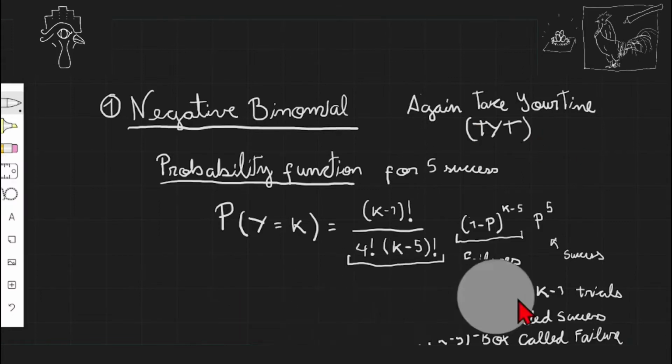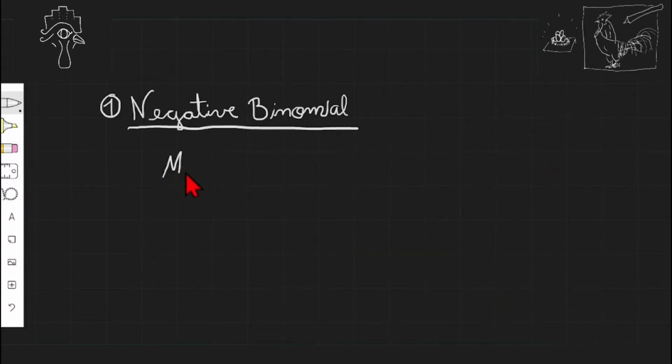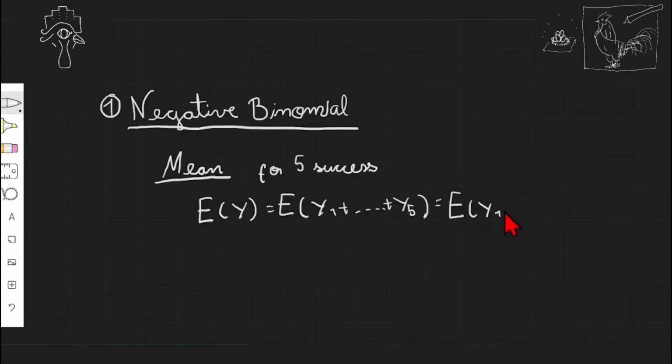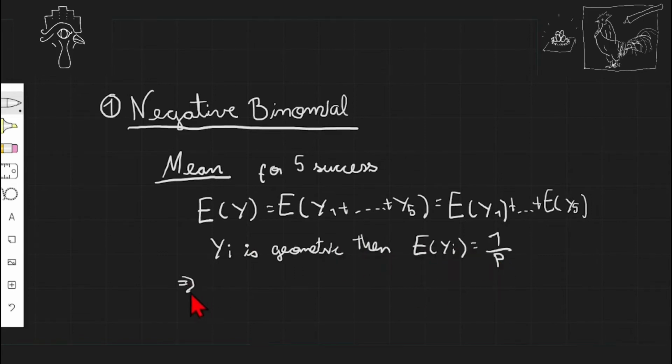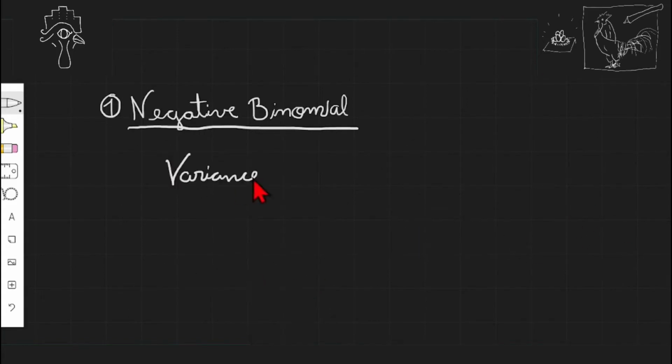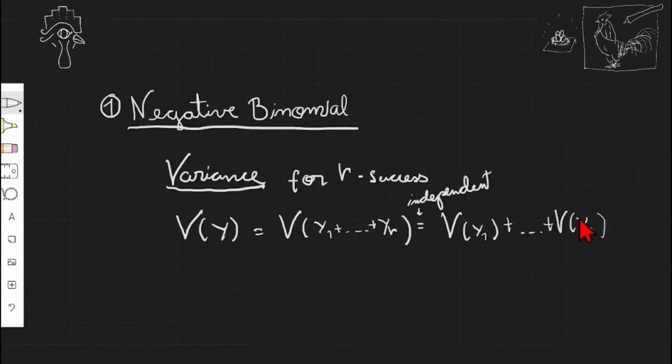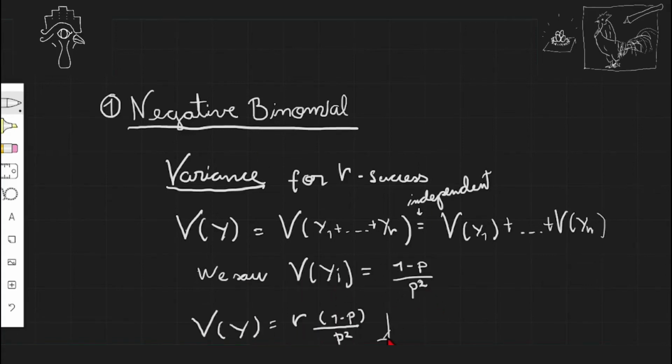Now let's see the mean. This is easy because the negative binomial for 5 successes is the sum of 5 identical geometric distributions. Then the mean is 5 times the mean of the geometric distribution. Similar for other numbers of successes. Now for the variance, we use the same argument and the independence of the trials.